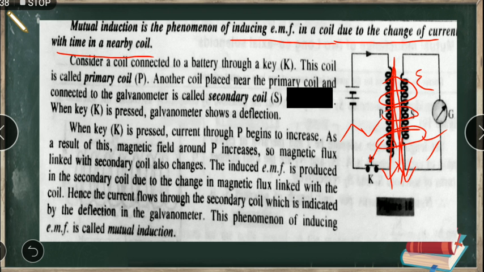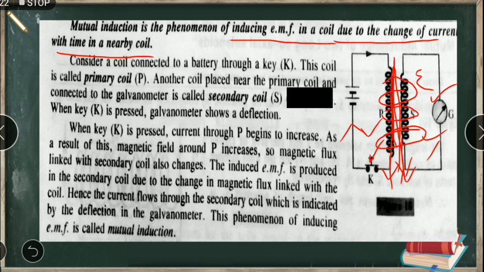Got the point? If I close the key of the primary coil, current starts to increase in the circuit of the primary coil, so magnetic flux increases. This primary coil's magnetic flux is linked with the secondary coil, resulting in variation of the EMF in the circuit. There will be a current generated in the circuit of the secondary coil. How will we come to know that current has been generated in the secondary coil? By deflection of the galvanometer.